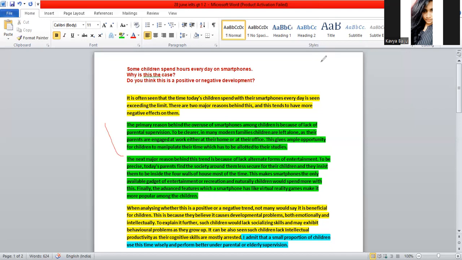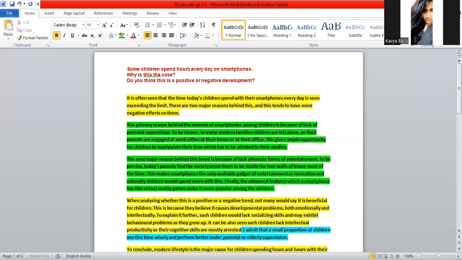I need to make this sentence a little bit trimmed to be precise. Okay. Today's parents find the society around them less secure. Today's parents insist children to be inside the house most of the time.